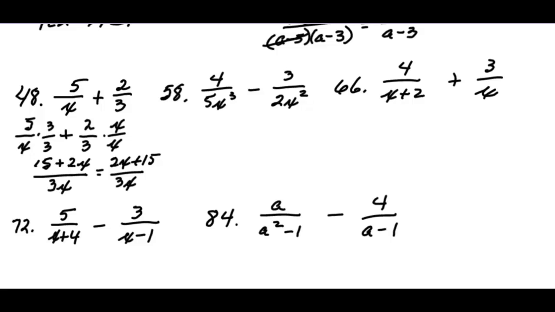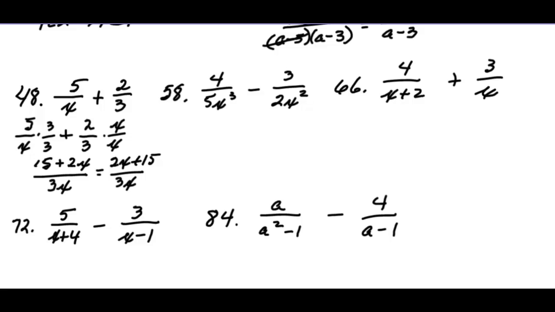We can't cancel the 3 with the 15 unless we also had some number divisible by 3 in the first term, 2x, and we don't. So basically, with number 48, we are done. 2x plus 15 over 3x.